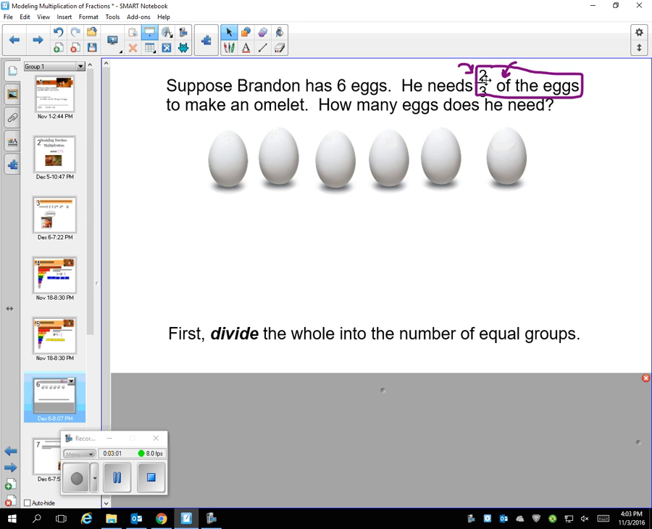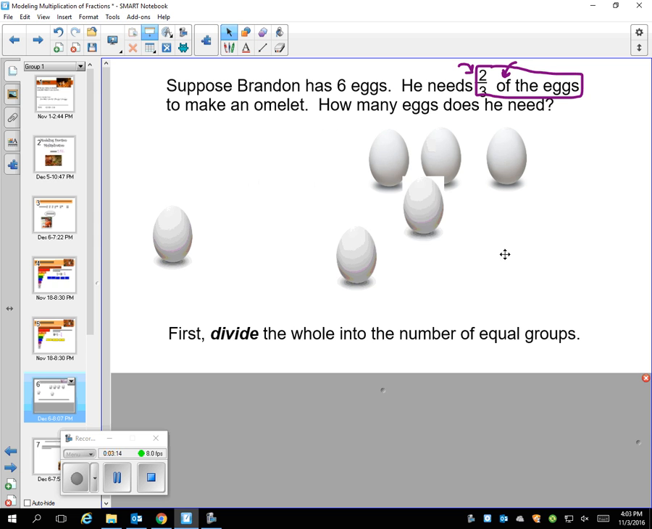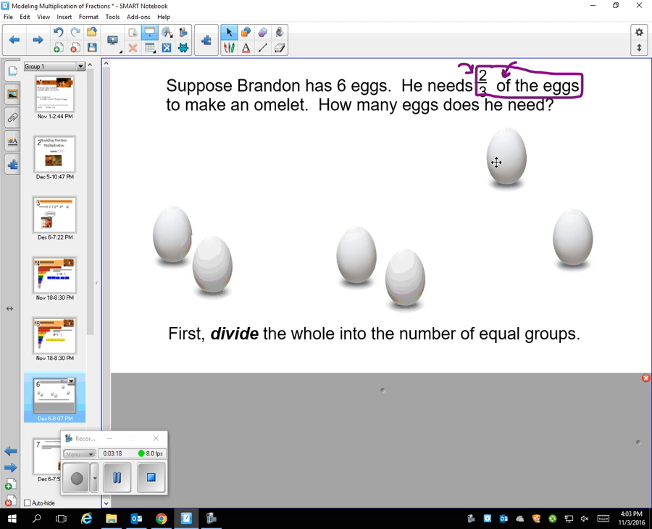And we need 2/3 of the eggs. Well, our fraction tells us how the eggs are divided, and it looks like they're divided into 3 groups. So we need 3 groups, 1, 2, 3, and we're going to make the groups even. So we're going to take all the eggs until we don't have any left. All right, so we have 1/3 of the eggs, 1/3 of the eggs, and 1/3 of the eggs.